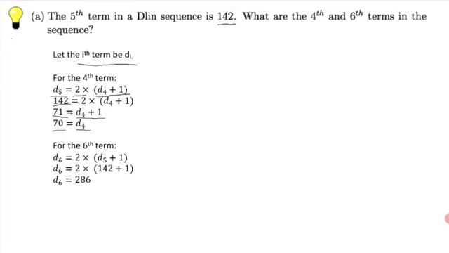Similarly, for the sixth term, let's again apply the definition of the sequence. We have that d6, the sixth term, by definition is the fifth term plus 1, and then times 2. So substituting the value that we know for d5, 142, we have that d6 equals 2 times quantity 142 plus 1. Evaluating the right-hand side, 142 plus 1 is 143, and then times 2 is 286. So d6 is 286.